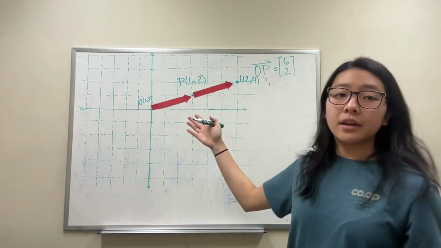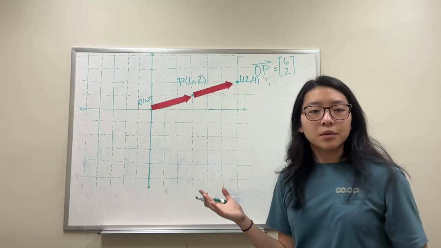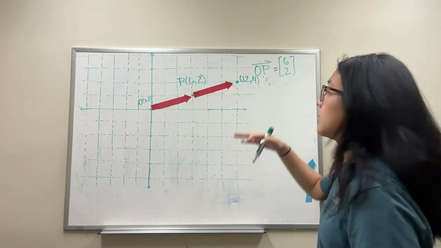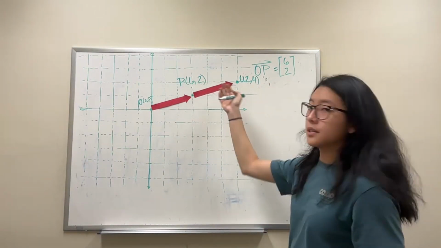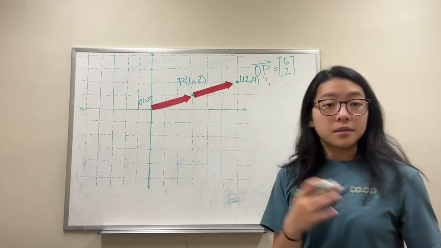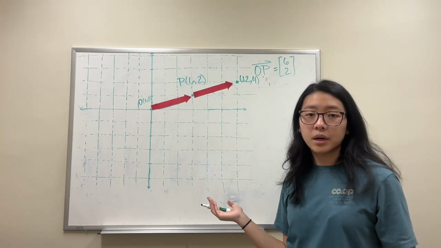And now we've ended up with this much larger vector. And what does it kind of look like we've done? How does the new tail 12, 4 compare with the old tail 6, 2? It seems like we might have just multiplied the coordinates by 2.